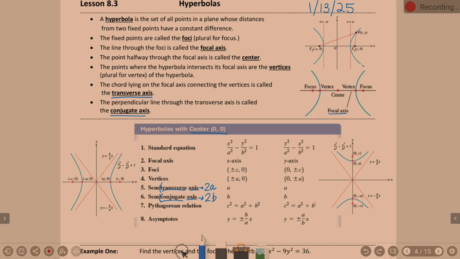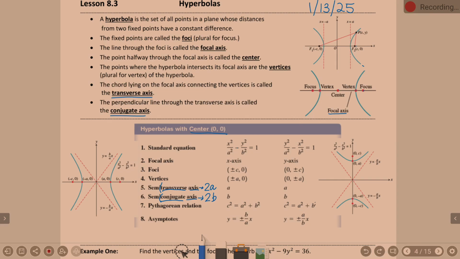What about this Pythagorean relation? Is it the same? No. Not exactly, is it? Last Pythagorean relation was a squared equals b squared plus c squared. This Pythagorean relation is c squared equals a squared plus b squared. This Pythagorean relation does happen to actually be the Pythagorean theorem. Okay, so just be aware.